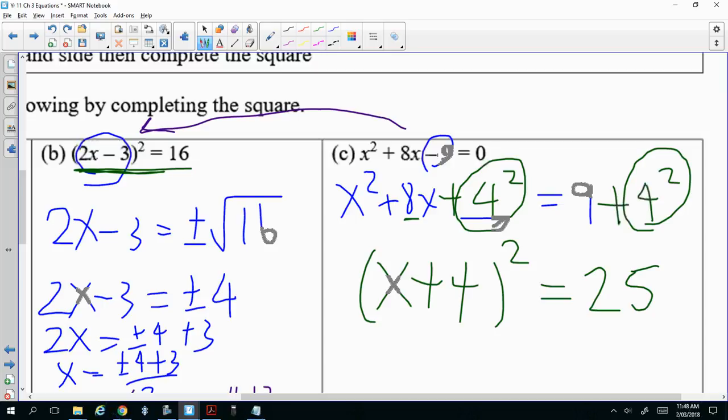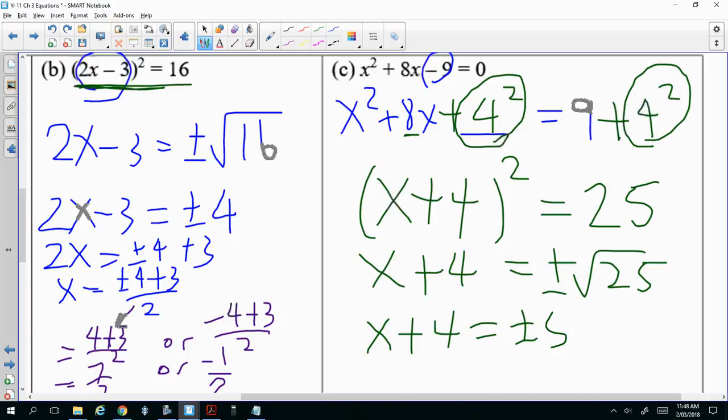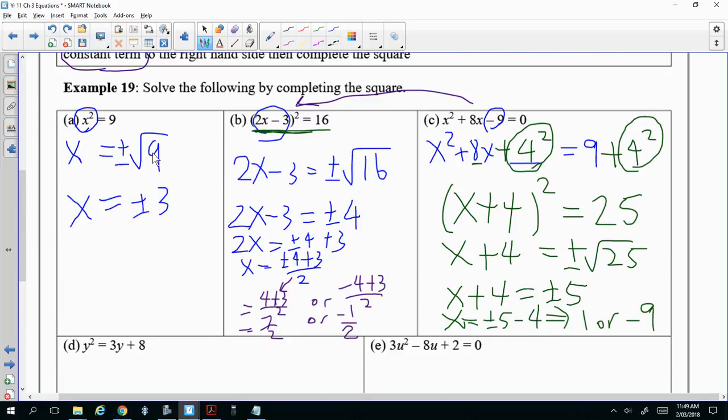Remember, you must put plus and minus in front. So x plus 4 equal to plus and minus 5. And then finally we get x equal to plus and minus 5 minus 4. Which means that the answer could be either 5 minus 4, which is 1, or negative 5 minus 4, which is negative 9. So this is completing the square, which is quite long compared to factorization, because factorization will be quicker. But if the question says complete the square, you do have to use this method to solve.